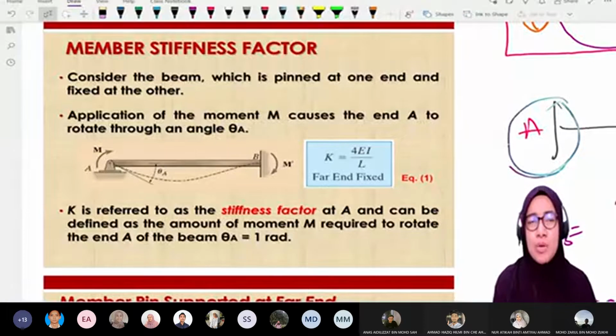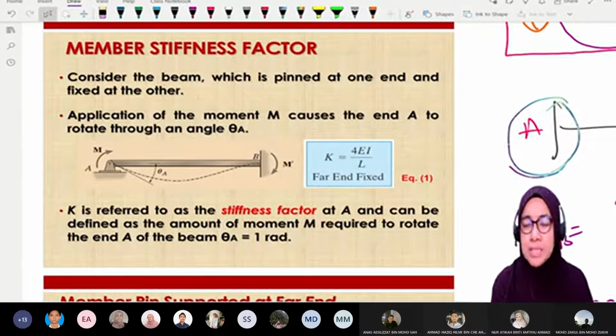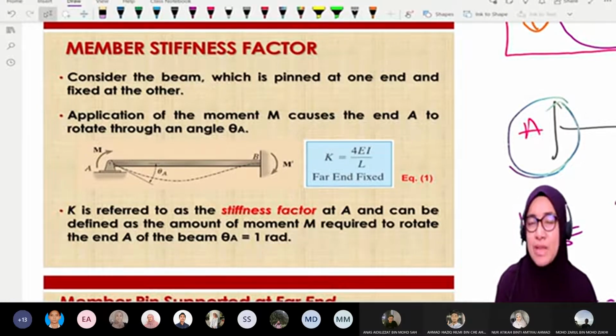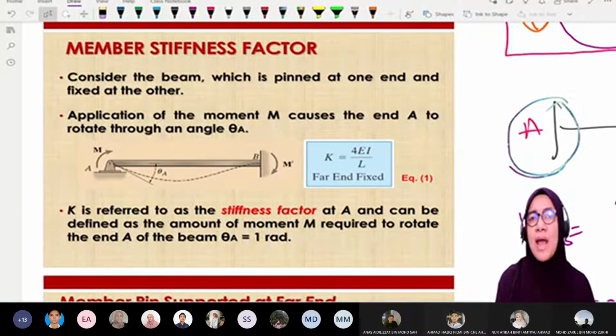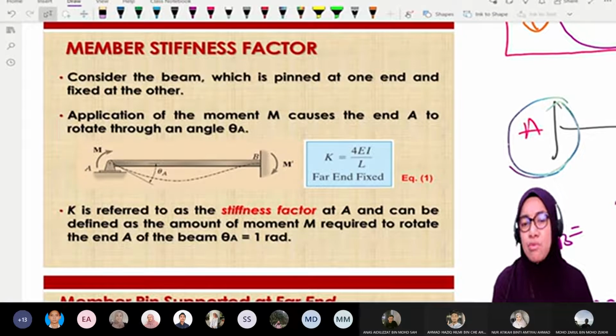Okay, you boleh tengok video yang kelas tadi. Saya ada bincang K ni, asal usul K ni come from where. Okay, and K in this topic, moment distribution method, is called the member stiffness factor, and the formula is given as 4EI over L for far end fixed. We also have the other formula to calculate K. It is 3EI over L for far end pin or roller. Okay, for the first example, kita focus on this one first.